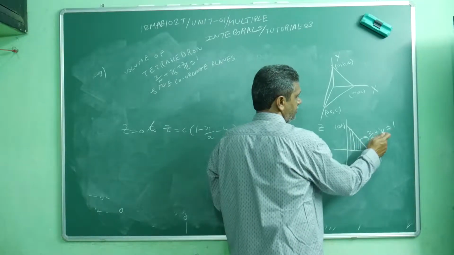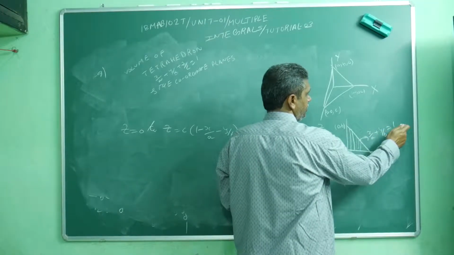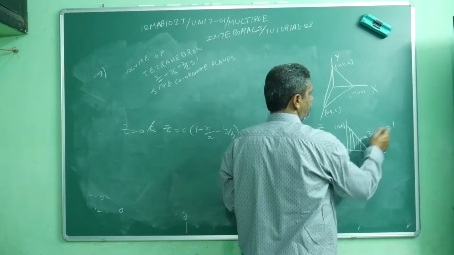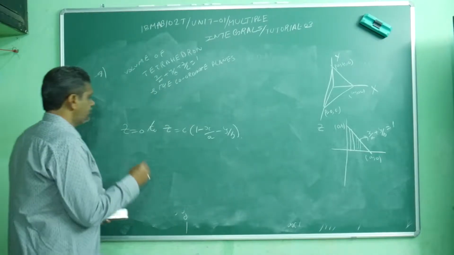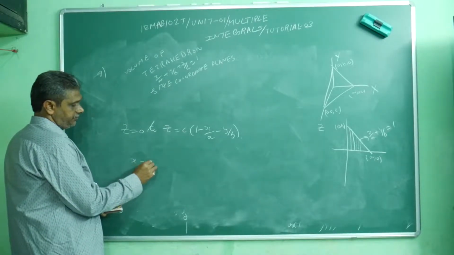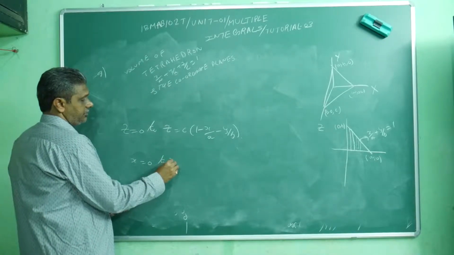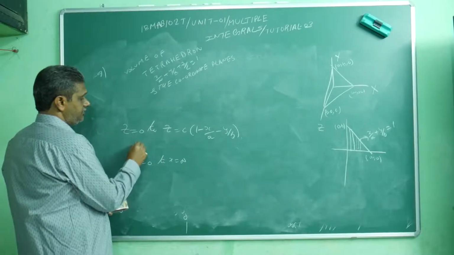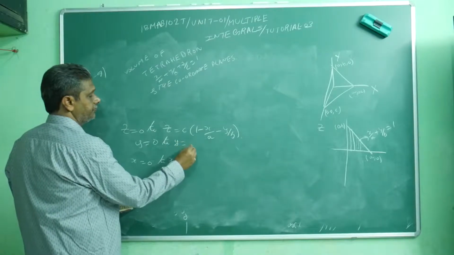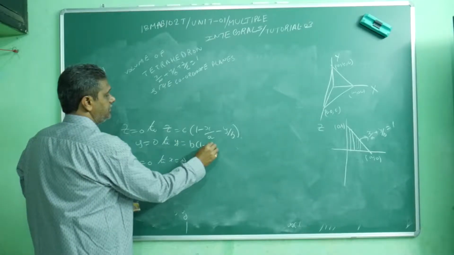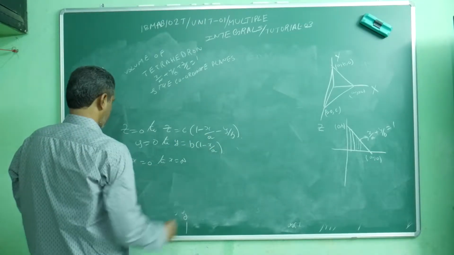So here y/b = 1 - x/a, so y = b(1 - x/a). So my limits are: x = 0 to x = a, then y = 0 to y = b(1 - x/a).